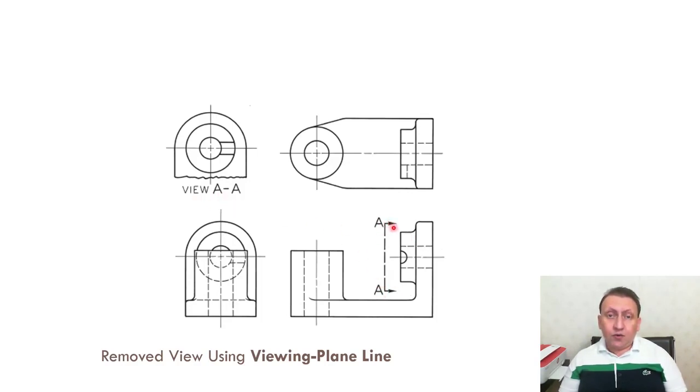So now your eyes are not located here, your eyes are here, because now you are looking at the object from this place, not from the left side of view. This view is basically similar to the left side view, but the only difference is that in the left side view, you can see this circle as a dashed line, because this shape works as an obstacle. In this case, the viewing plane line has nothing in front of it. This obstacle is behind it, so you cannot see it.